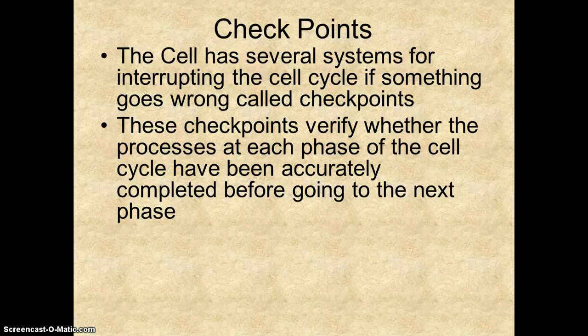So in class, I kind of talked about checkpoints. These checkpoints are in the cell cycle along the way. So in interphase, there are a few, and in mitosis, there are actually a few. So there are several systems that the cell can stop the cell cycle if something goes wrong. These checkpoints basically make sure that the cell is doing things correctly before it continues in the phase.